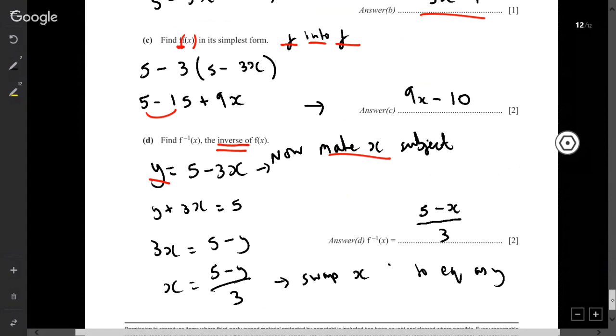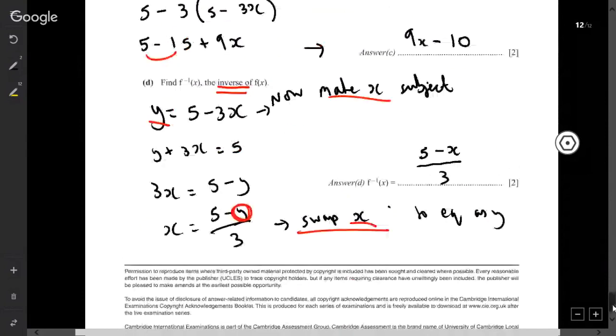Great. Now, all we do is swap x and y. Because we don't want this y involved, all we do is swap y for x. So we put x back into the equation. And so the inverse becomes 5 minus x over 3. And that is the final question.